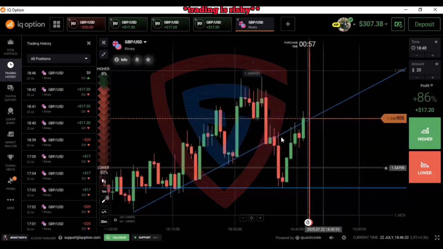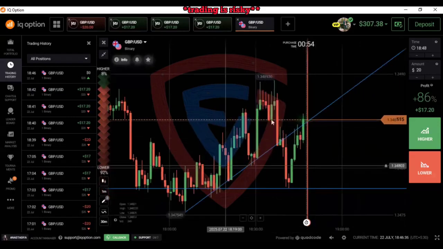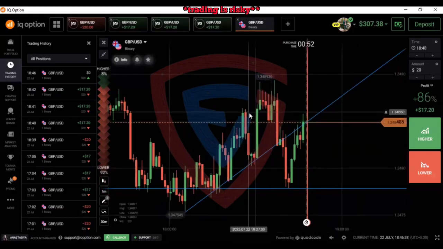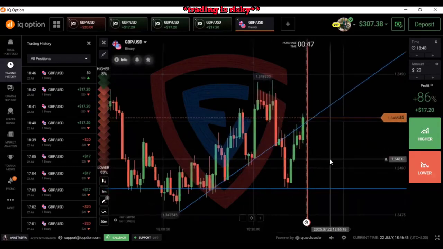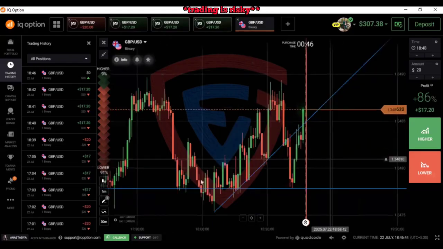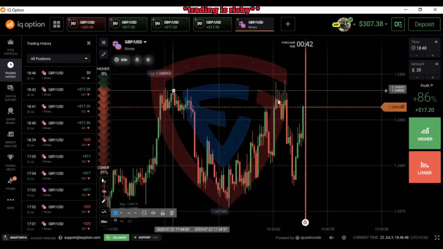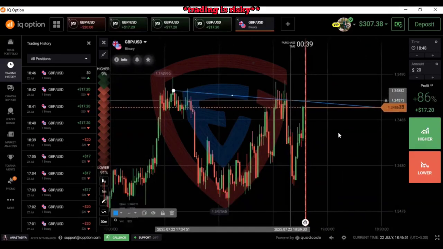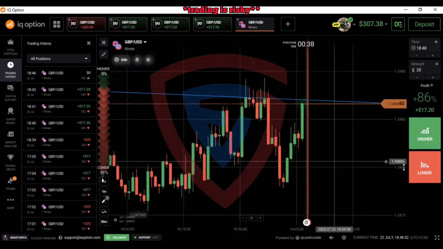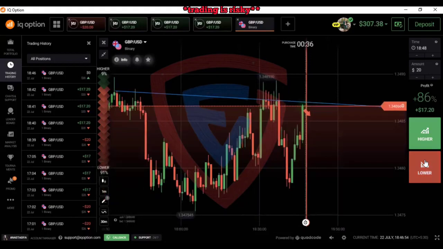Okay. So already there are some sellers. So it is a neckline point, it is a shoulder point. So it is rejecting from the shoulder point and it is an engulfing pattern too. So the next candle might be a bearish candlestick easily. So it's better to place your lower option trade instead of higher option trade on the next candlestick.